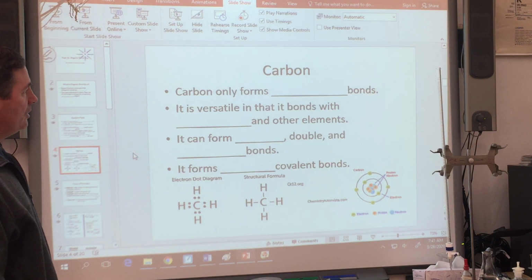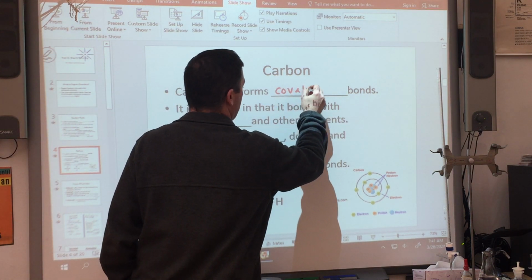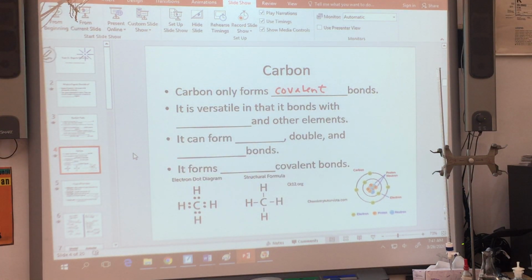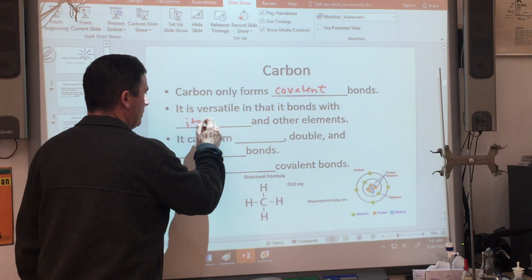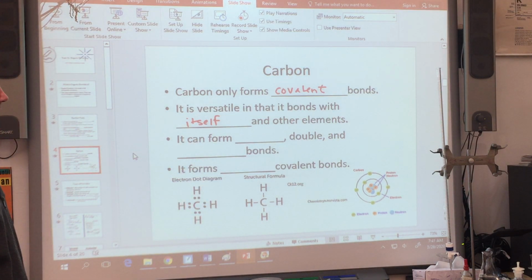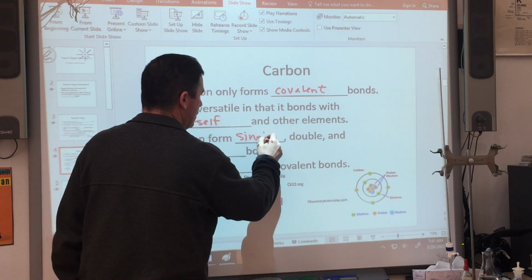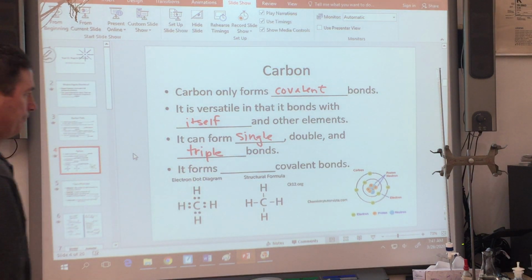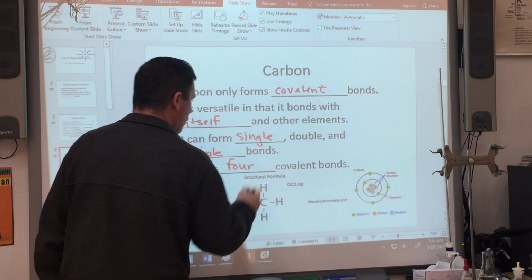So carbon only forms covalent bonds. It is versatile. It does bond with itself and other elements. It can form what we call single, double, and triple bonds, and it makes 4 covalent bonds.